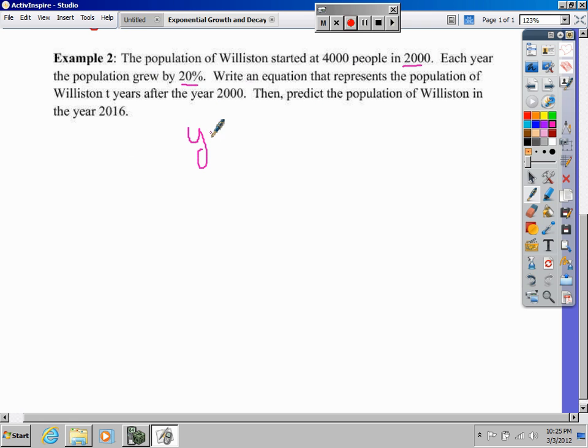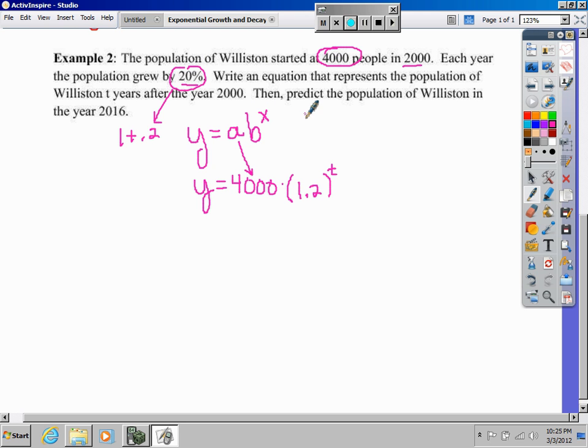So we're going to, again, use the form y equals a times b to the x. This time we started out with a population of 4,000 people. So we're going to use 4,000 as our a value. Then our growth rate is growing by 20%. Because it's growing, the b value has to be more than 1. So you go 1 plus 0.2. So that would be 1.2 is the growth rate. And we're going to do it in t years, so I use t instead of x.